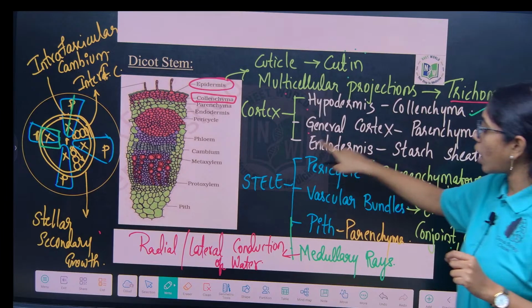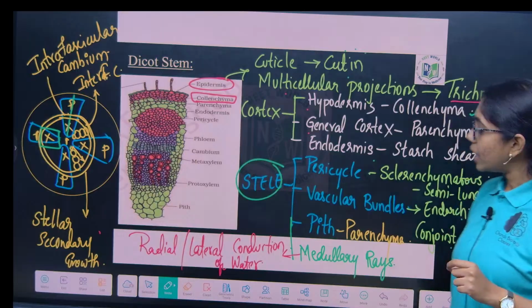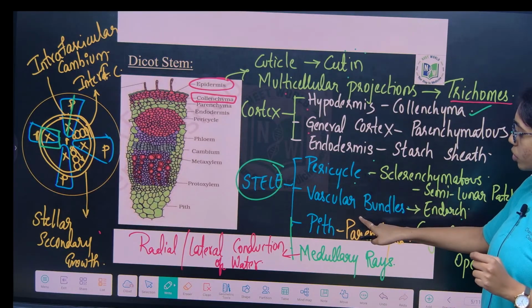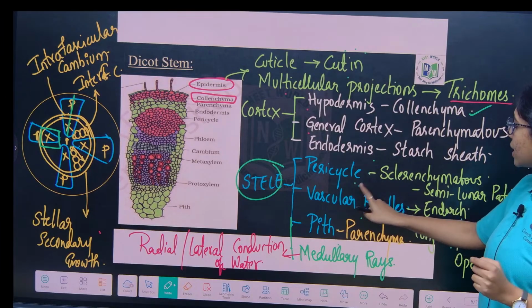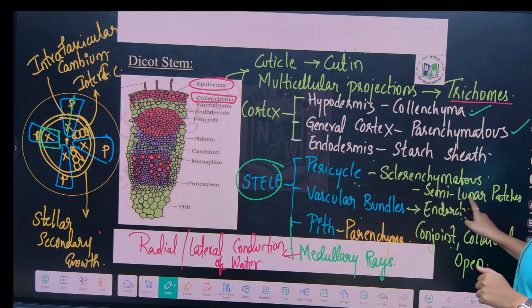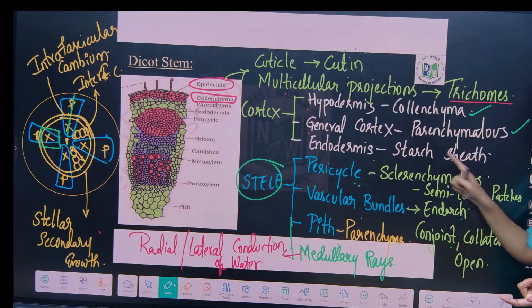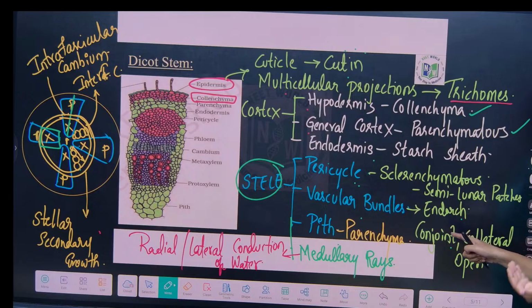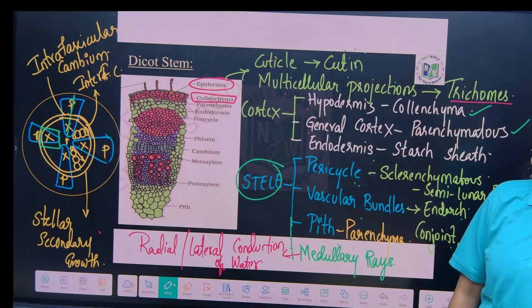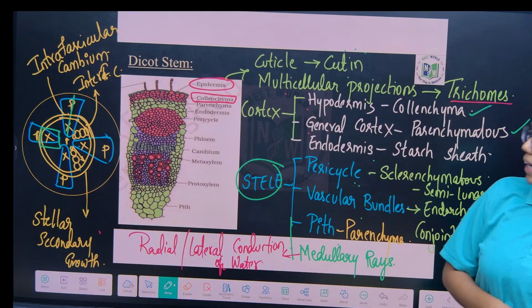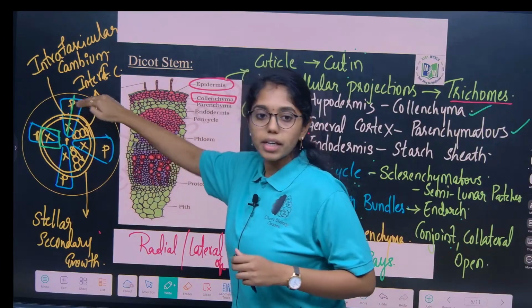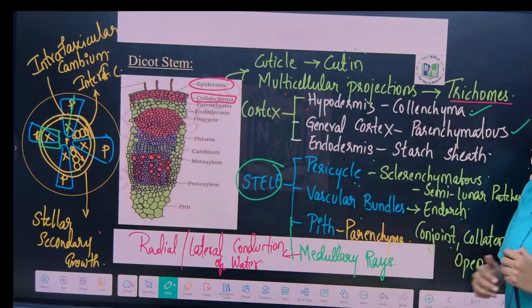And after cortex you have what? Stelar region. Stelar region includes pericycle, vascular bundles and pith. Pericycle is sclerenchymatous, arranged in semilunar patches, and vascular bundles are endarch, conjoint, collateral and open. In endarch type of vascular bundles, protoxylem is towards the center, metaxylem is towards the periphery. Conjoint means xylem and phloem are present in the same radii. Collateral, two vascular bundles are laterally arranged to each other. And open, vascular cambium is present.